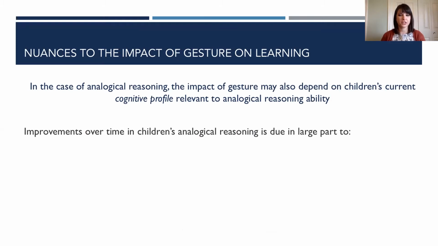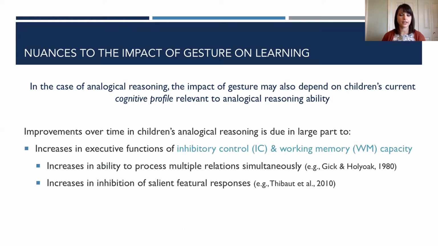Children's analogical reasoning improves over time due to many different factors, but in large part to increases in executive functions like inhibitory control and working memory, where increases in these executive functions are positively correlated with improvements in analogical reasoning. For young children, their ability to process multiple relations simultaneously, say those two scenes, is limited by their working memory capacity. Similarly, their ability to inhibit that salient featural match response is limited by their inhibitory control. Due to the protracted development of these executive functions, analogical reasoning similarly develops gradually over time, with maturation continuing into adolescence as children's cognitive profiles develop.